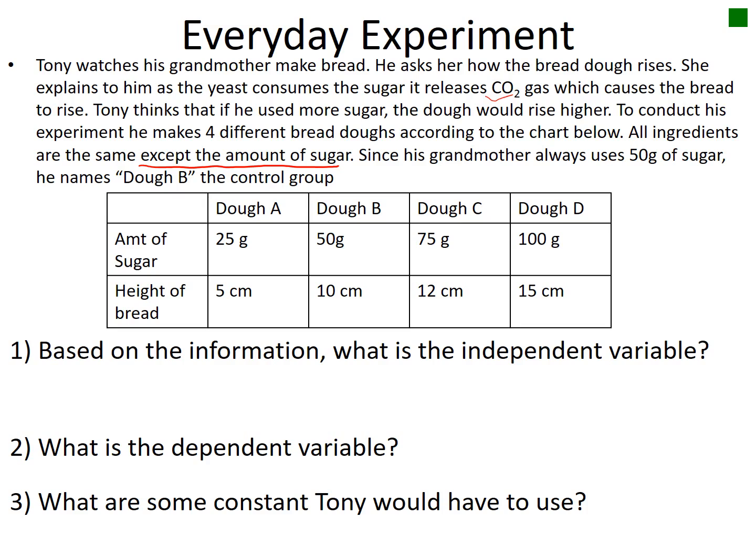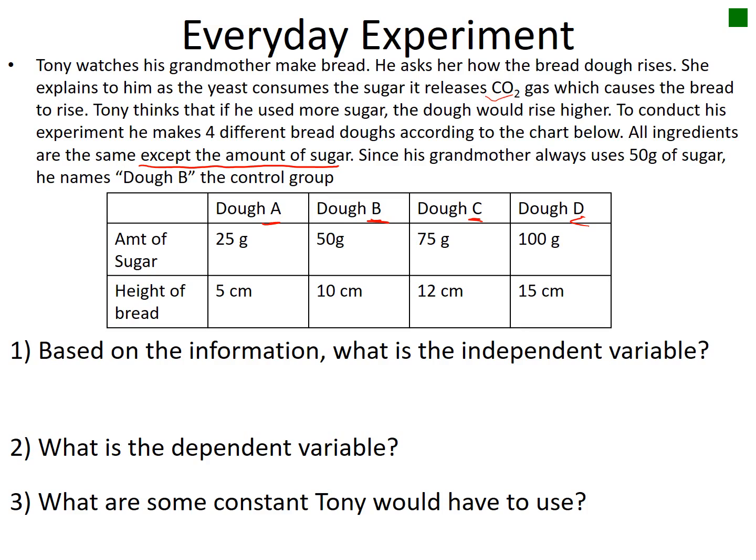Okay, so if we look here, we've got 4 different types of dough. Dough A got 25 grams of sugar, dough B 50, dough C 75, and dough D 100 grams of sugar. Okay, so the amount of sugar is what the scientist, in this case Tony, has decided to manipulate, to make it different. And then he measured how high the bread rose. So based on the information, what is the independent variable?